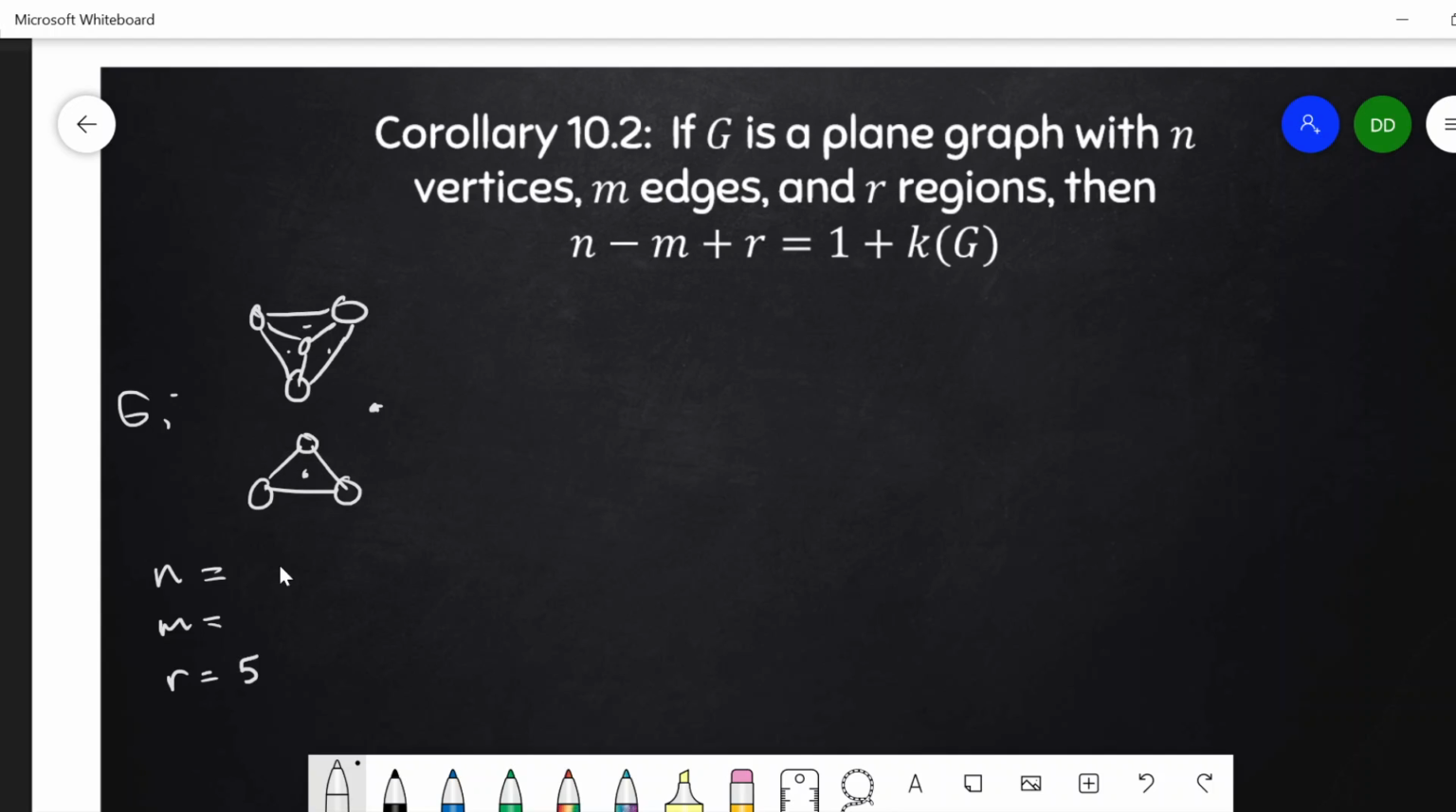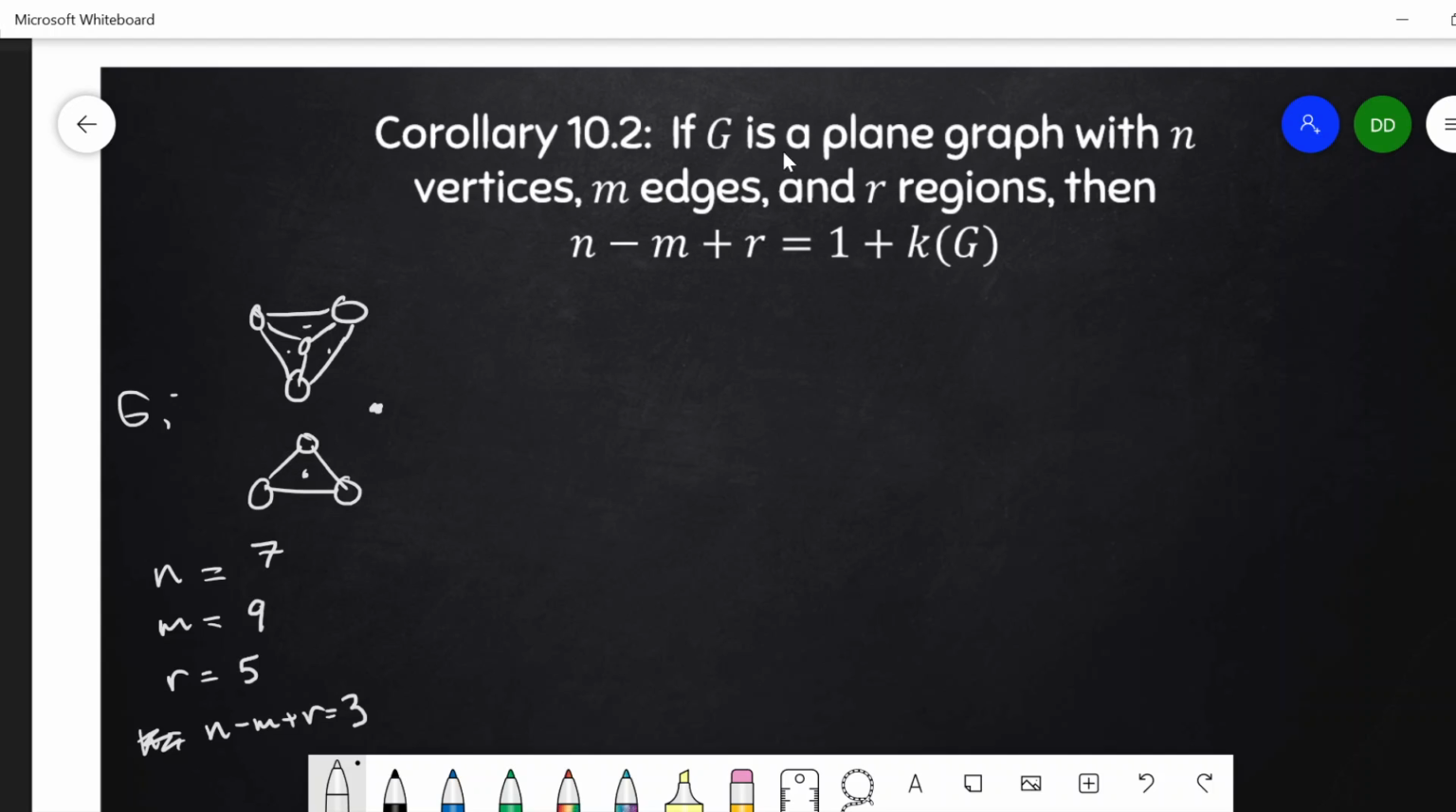Number of vertices here, I would have 7. Number of edges, I have 3 and 6. I have 9. 7 minus 9, that's negative 2. Negative 2 plus 5, that's 3. Doesn't add up. Doesn't give me n minus m plus r equal to 2. N minus m plus r here is equal to 3. So why this isn't working is because they share this outside region.